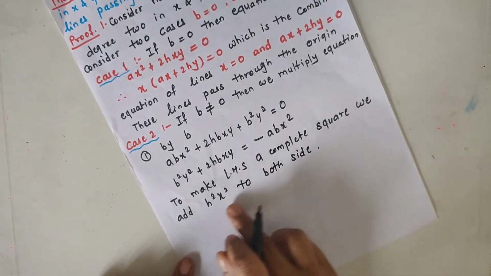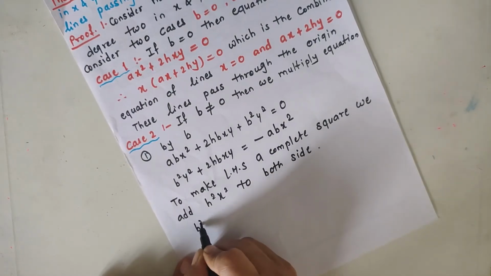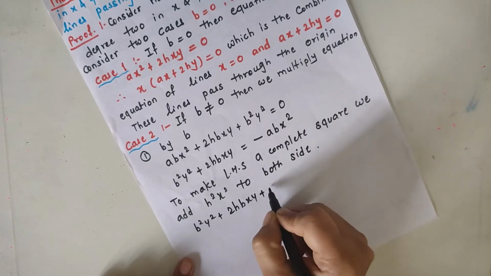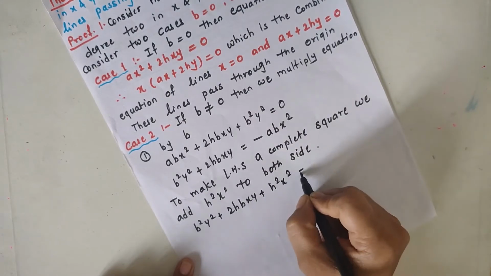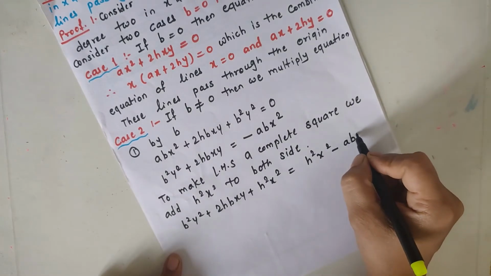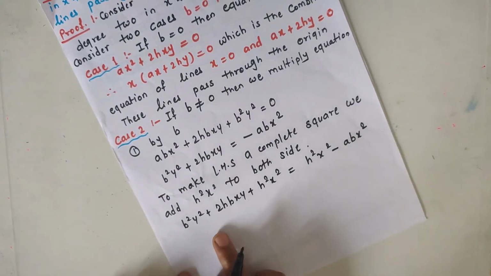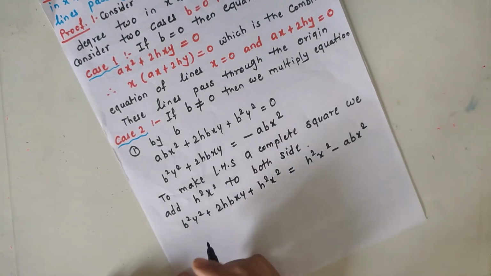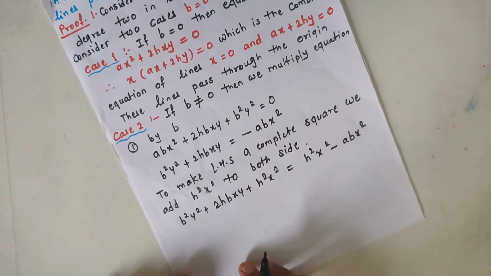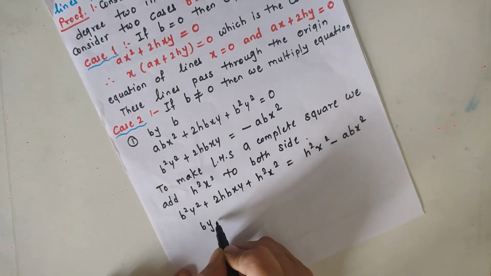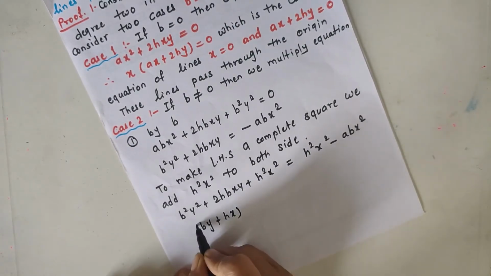So adding h square x square on both sides, we get b square y square plus 2hbxy plus h square x square is equal to h square x square minus abx square. So by adding h square x square on both sides, the left side becomes a complete bracket square, that is (by plus hx) bracket square.